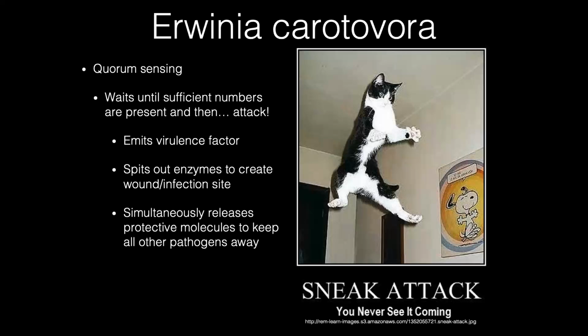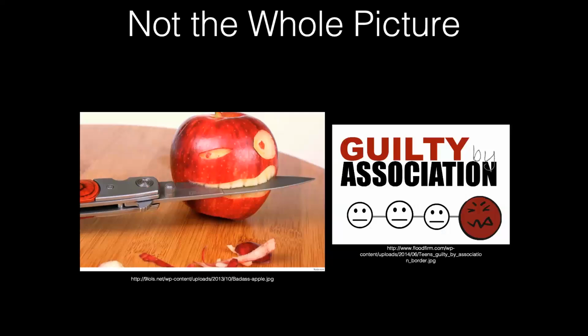It's either on or it's off. They switch it on, and then they attack. All at the same time, they emit a virulence factor, which makes them more deadly. They spit out enzymes to create a wound or infection site, and they release protective molecules to keep all other pathogens away. So they are able to create that environment quickly and purposefully around them. And that is, again, through that communication.